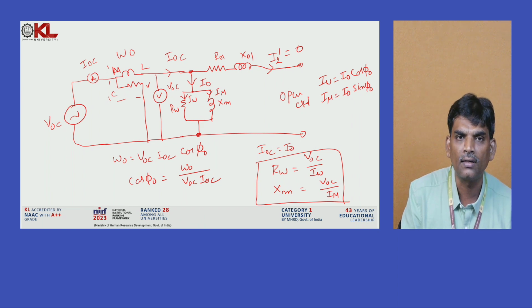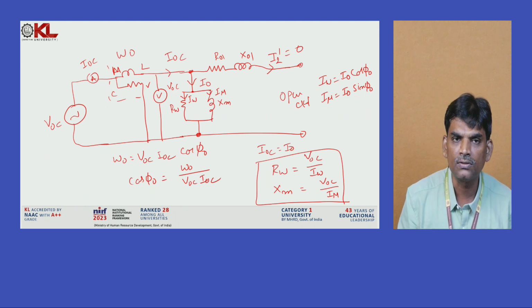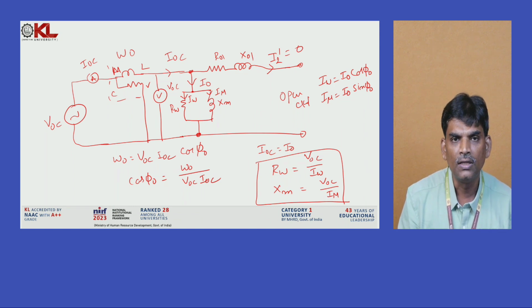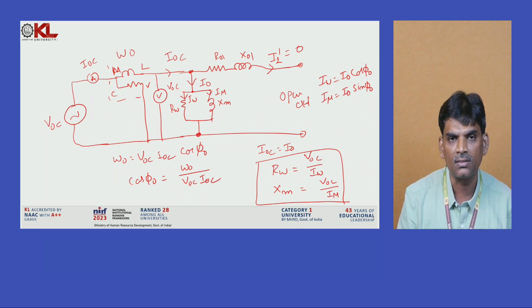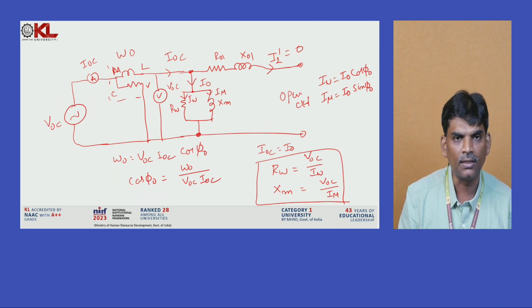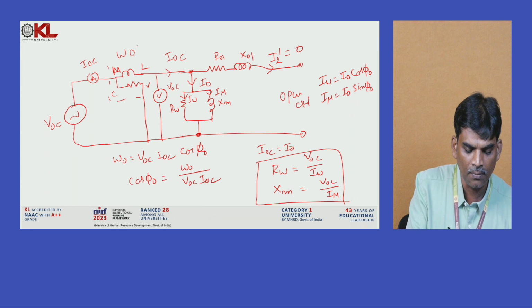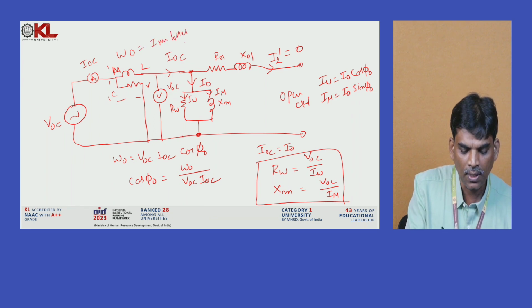A transformer has two losses, one is the copper loss and the other is the iron loss. The no load current passing through is the magnetizing current, due to which flux is set up, called alternating flux. Due to that alternating flux, the eddy current loss and hysteresis loss happen in the core. So by using this test we are measuring the iron losses. Here W naught gives the iron loss of the transformer.